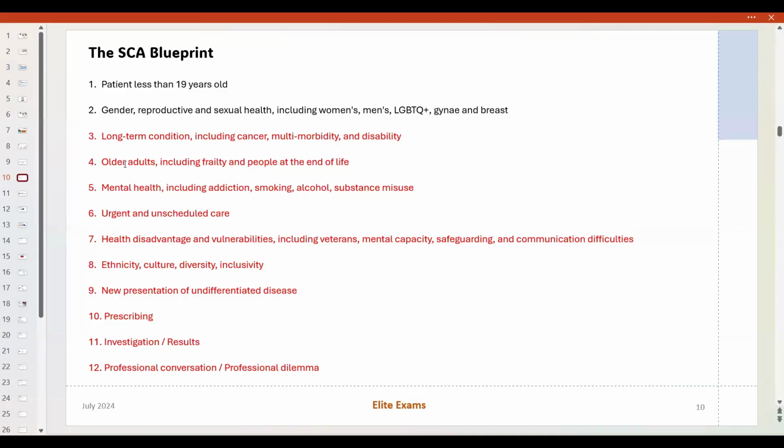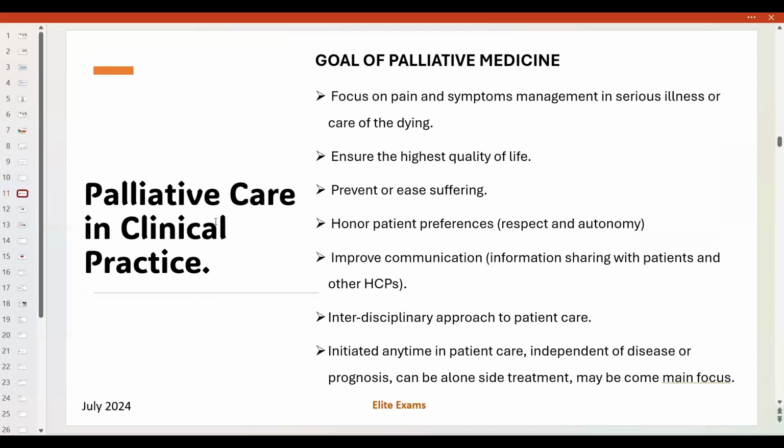So this just shows you how palliative medicine is very important to us in our clinical practice. And by proxy, if you find it in exams, that's just the same way. It's a very common situation, a scenario that we can have in clinical practice every day. So let's just recap what palliative care in clinical practice means.